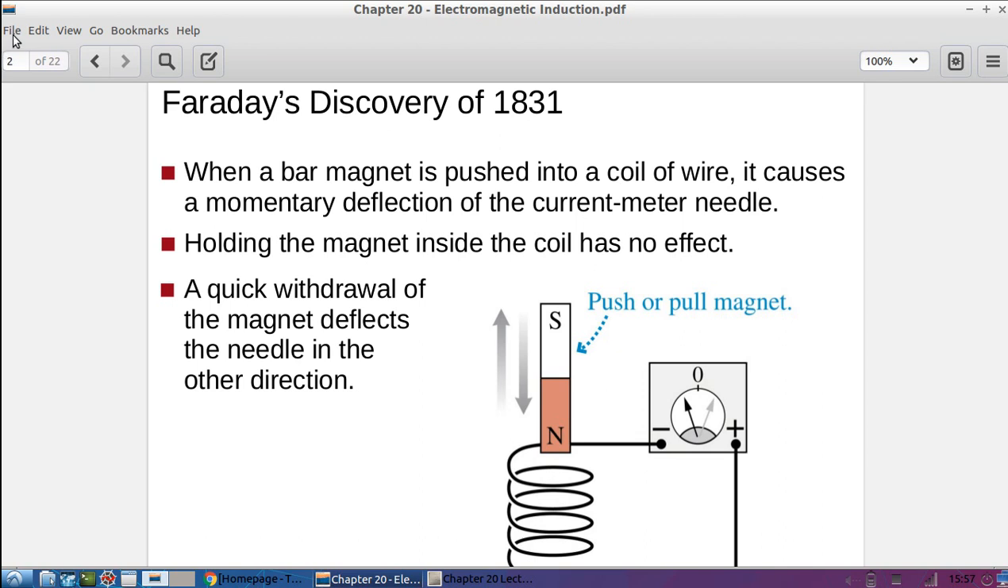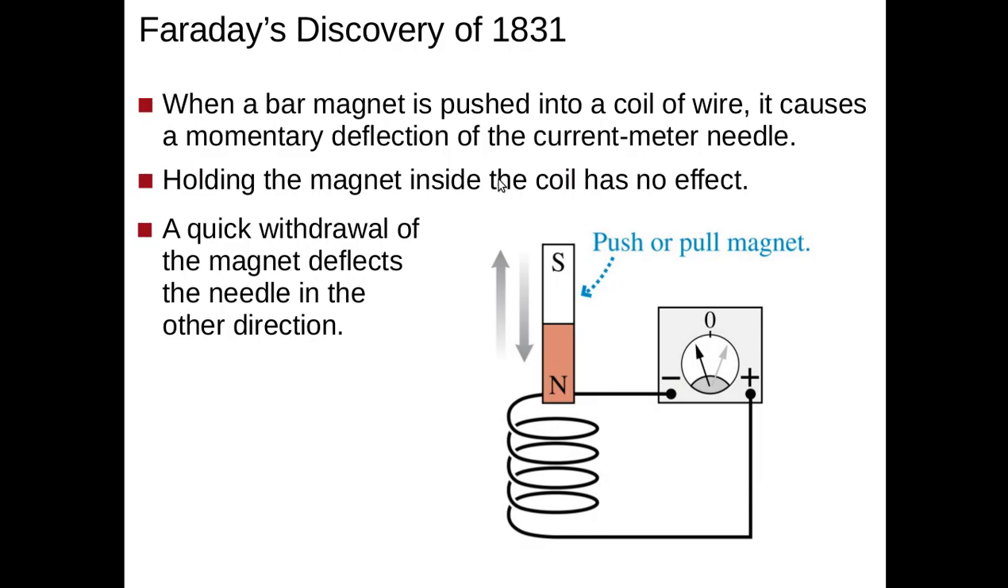So Michael Faraday's experiment. Legend has it he accidentally discovered this while he was teaching a class. He had a coil, a loop of wire that was connected to a current needle, so it told him what direction the current was passing through the coil, and he brought a magnet close to the coil, and he saw that the needle deflected.